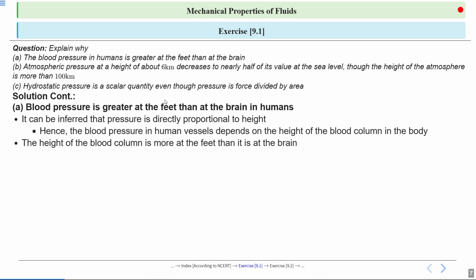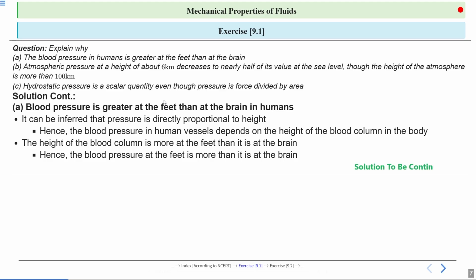The height of the blood column is more at the feet than it is at the brain. This means the pressure from the weight of the blood is higher at the feet. Hence, the blood pressure at the feet is more than at the brain. This is why doctors sometimes measure blood pressure at the arm, which is about halfway up the body to get a standard reading. It's all about how the height of the fluid column affects the pressure. Alright.